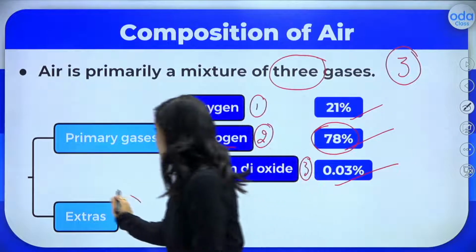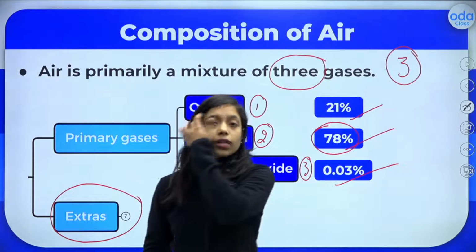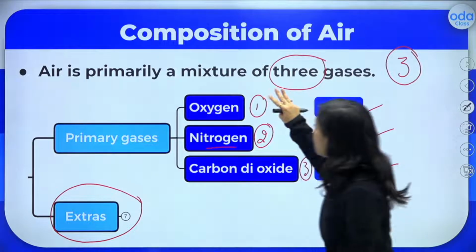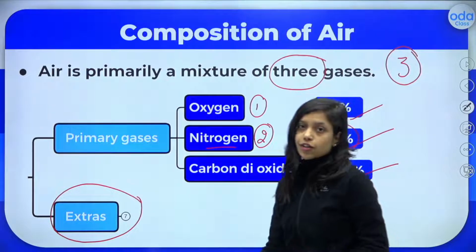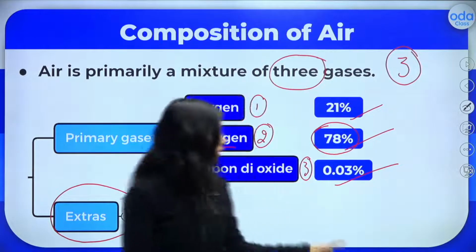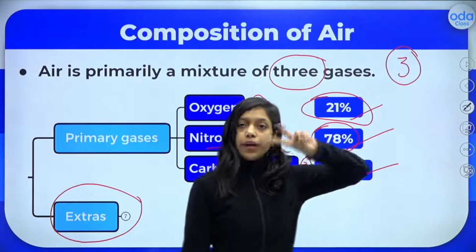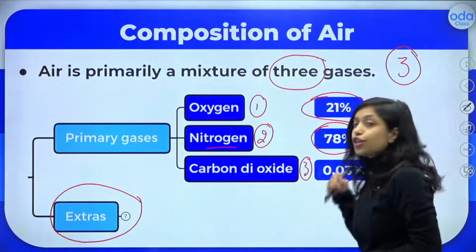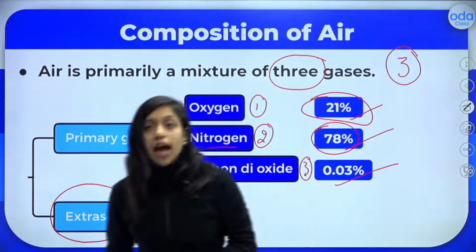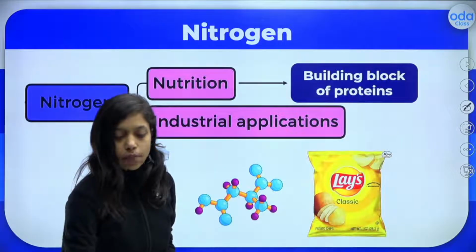Along with that, there are some extra gases as well. We will be discussing that, but don't worry, these are the primary three gases: oxygen, nitrogen, and carbon dioxide. Can you remember this? The percentage is also very important: oxygen 21%, nitrogen 78%, and 0.03% of carbon dioxide. Is it clear to all of you? That's great. Let us study one by one.